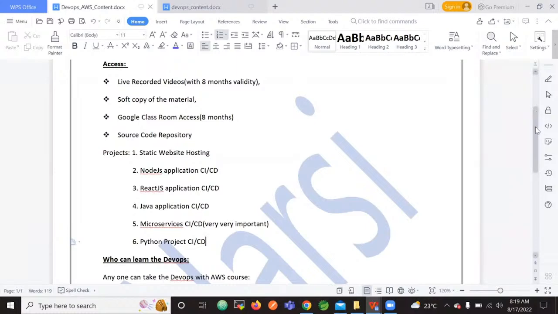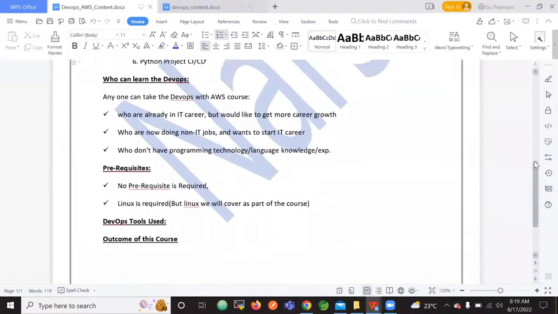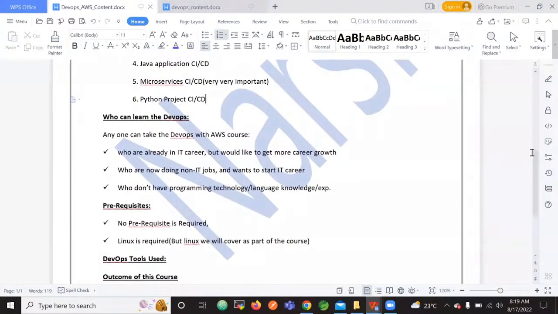Who can learn DevOps, what DevOps tools we should learn, we will discuss by doing some market analysis. Anyone can take the DevOps with AWS course. Those already in an IT career, like Java developers, Python developers, or testers, who would like more career growth, the best option is DevOps. And those doing non-IT jobs who want to start an IT career can also start. Those without programming language knowledge or experience can also look at this DevOps course, with any one cloud.